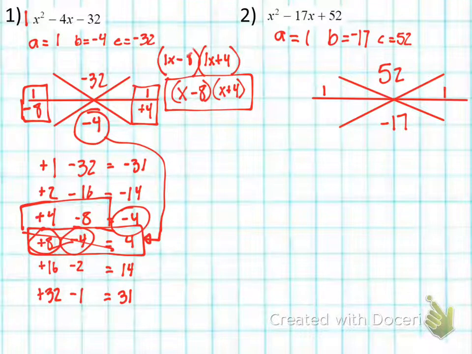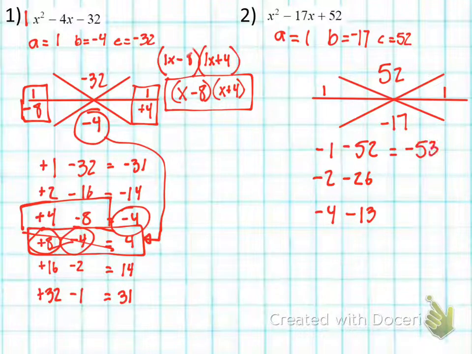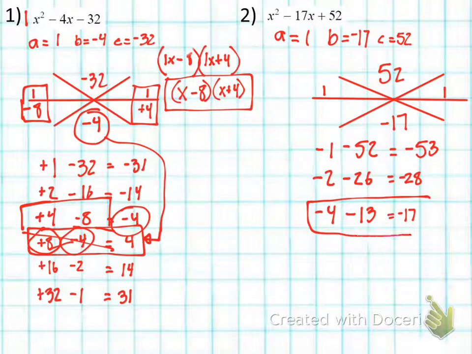I know that a negative times a negative is a positive number, so I'm not even going to deal with the positive numbers. I'm just going to do negative times negative. Negative 1 times negative 52 works, negative 2 times negative 26, negative 4 times negative 13. I think that's it. Now I'm going to add these up. Negative 1 minus 52 is negative 53. Negative 2 minus 26 is negative 28. Negative 4 minus 13 is negative 17. We're trying to find B, which is negative 17, which you can clearly see down here will work.